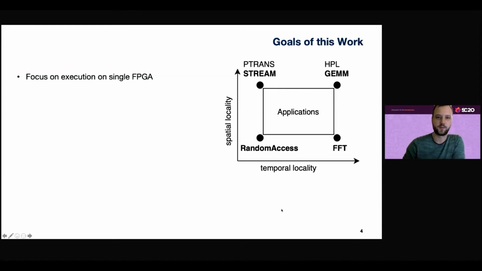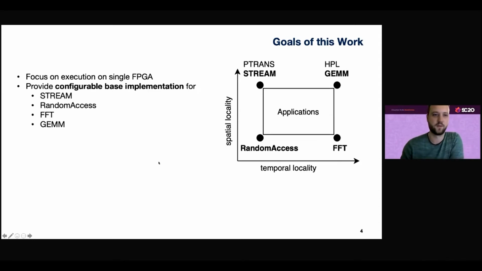To summarize the goals of this work: first of all, we focus on the execution on a single FPGA, and we really focus on the FPGA board itself for executing our benchmarks. The only relevant metric here should be the execution of the benchmarks on the FPGA. In the first step we implemented 4 of the 7 benchmarks and provided configurable base implementations for them: STREAM, RandomAccess, FFT, and the matrix multiplication. This means we cover every edge of this rectangle.